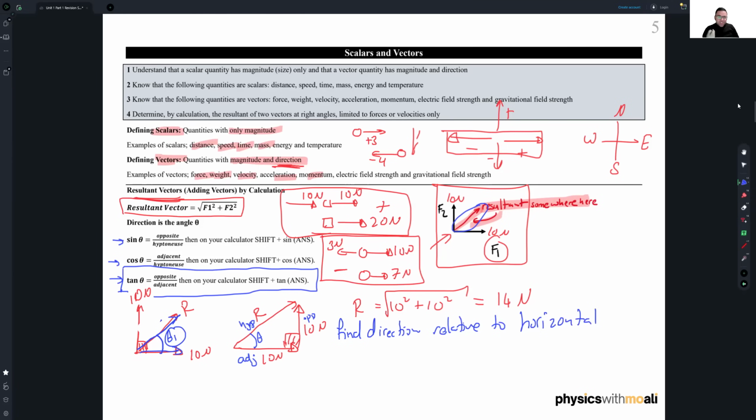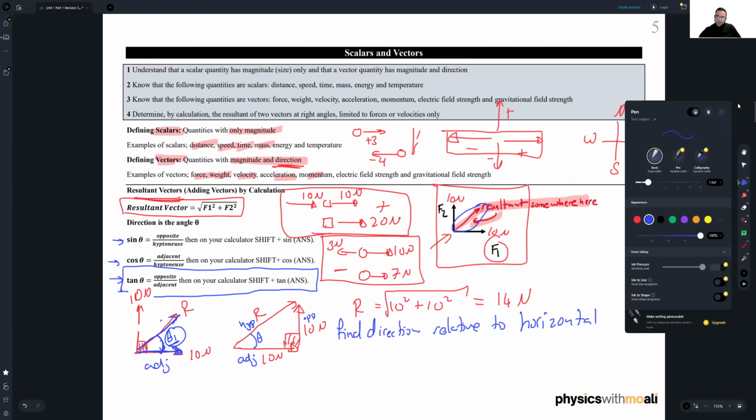Always start with the adjacent. It's easy to identify. Adjacent means next to, right? So the adjacent is the vector next to the angle theta 1. The arrow that's stuck to the angle, that's your adjacent. The other quantity is your opposite.